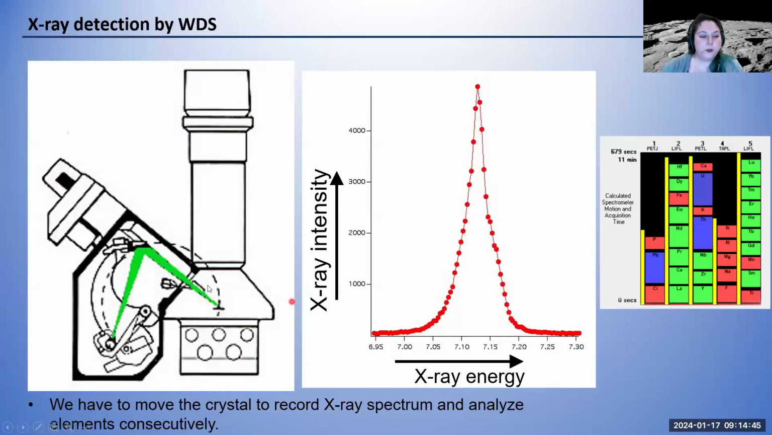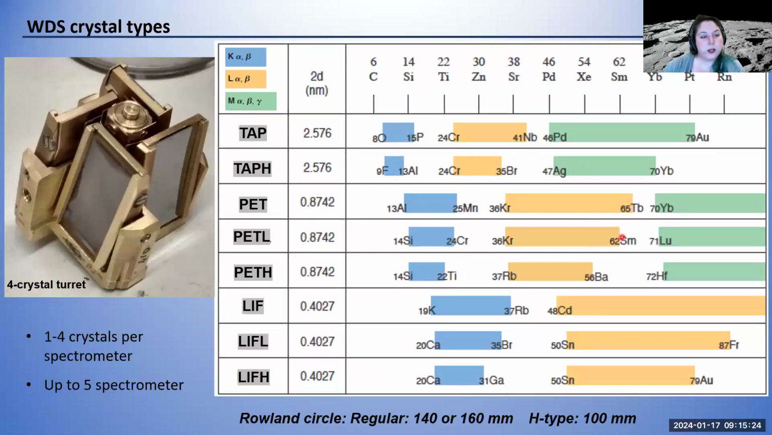Because we have to move that spectrometer, we usually have to analyze everything sequentially. So we have to move the crystal to record the entire X-ray spectrum. Again, if we do spot analysis, we usually analyze just 3 positions in the most traditional way, what we call the off-peak method: at the peak, and then 2 backgrounds. And then if we have more elements, we usually analyze them one after another and stack them up.